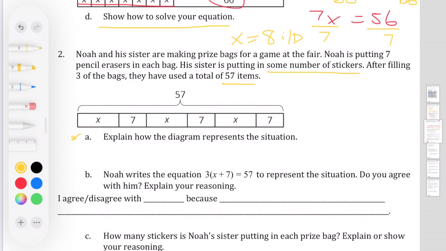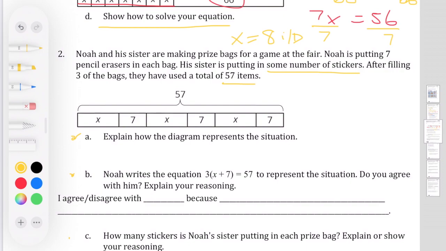That's A. And then B, Noah writes an equation. Do we agree or disagree with it? And lastly, C is how many stickers is Noah's sister putting in each prize bag? Explain or show your reasoning. So go ahead, pause the video right here, give yourself a chance to work through it. Now that you've had a chance to go ahead and try to explain this diagram, agree or disagree with Noah, and figure out how many stickers Noah's sister is putting in each bag, let's go ahead and check our answers.